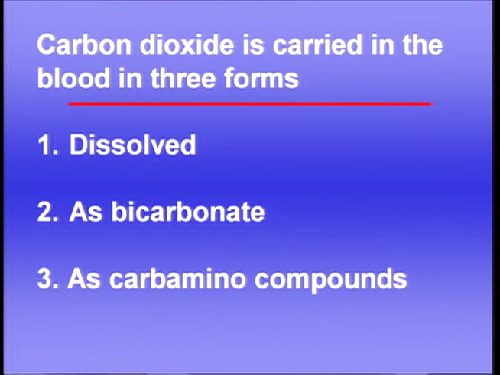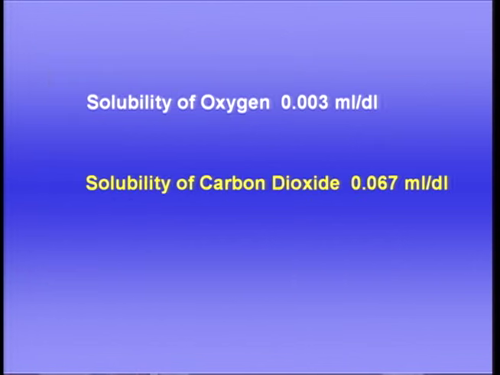And carbon dioxide is carried in the blood in 3 forms. One as dissolved, secondly as bicarbonate, and third as carbamino compounds. So let's look at these in turn. It turns out that the solubility of carbon dioxide in blood is substantially greater than that of oxygen. We saw that the solubility of oxygen was only 0.003 mL per deciliter. The solubility of carbon dioxide is about 0.067. That's about 24 times greater than the solubility of oxygen.